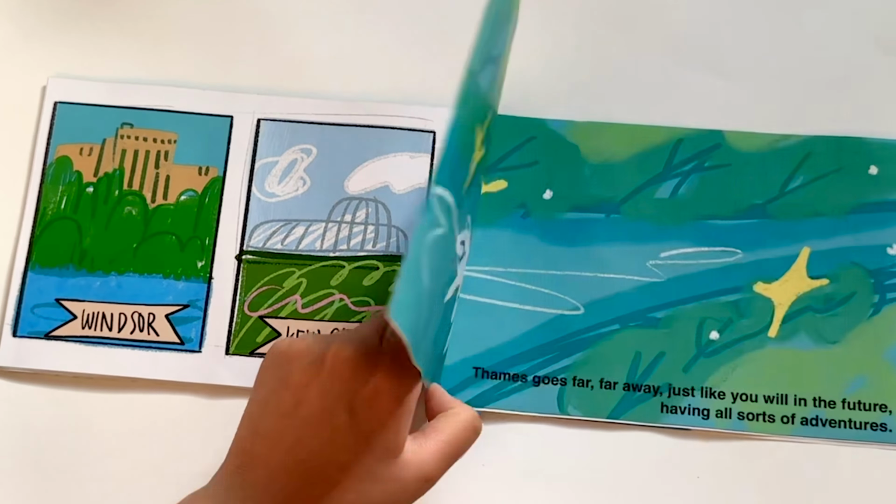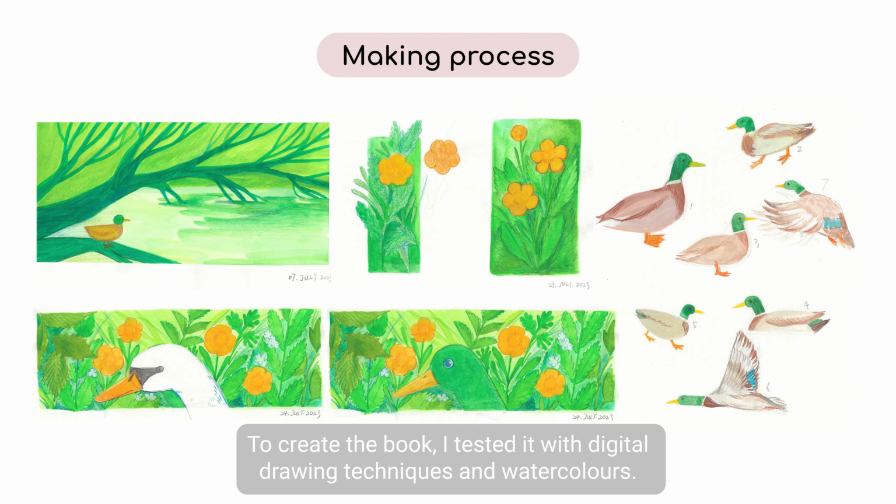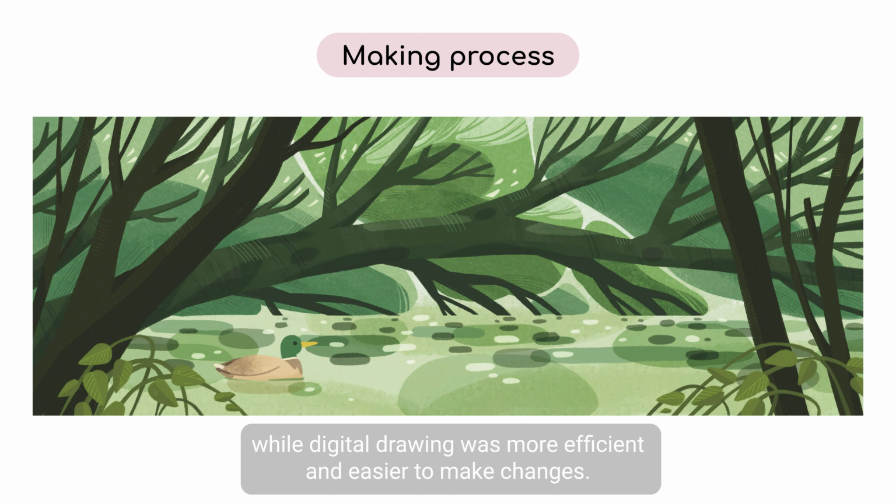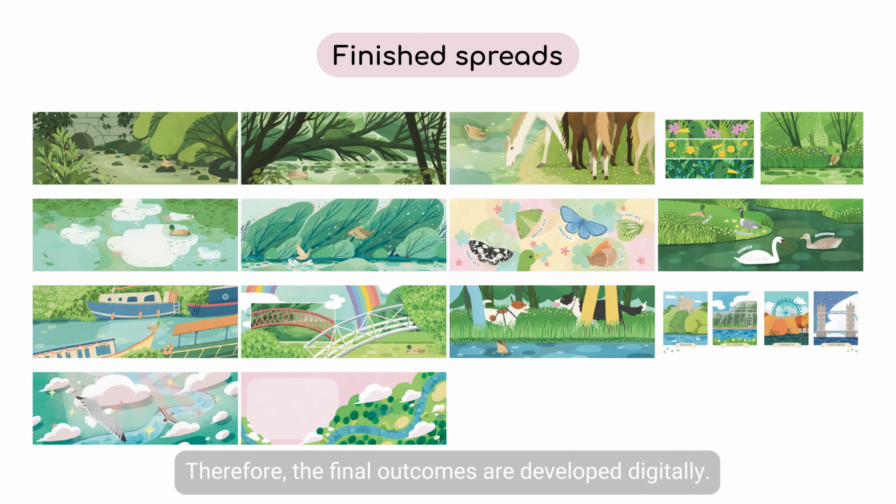I put the names of the animals next to the illustrations so that readers can recognize the names of the species. To create the book, I tested digital drawing techniques and watercolors. I drew one spread over and over again with different materials. During this process, I found that watercolor helped me find the texture I wanted, while digital drawing was more efficient and easier to make changes. Therefore, the final outcomes are developed digitally.